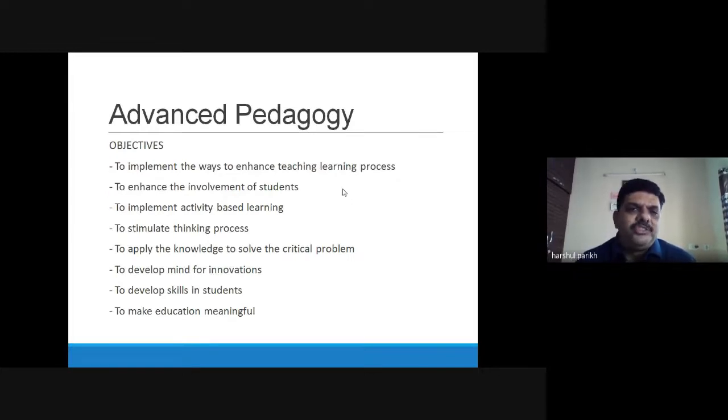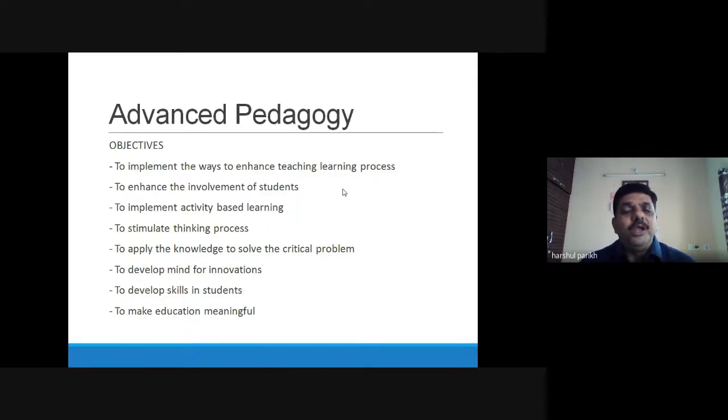So what are the objectives of advanced pedagogies? To implement the ways to enhance the teaching learning process. That is the first objective. Second objective, the advanced pedagogy must stimulate the student for their involvement in the teaching learning process. Learning should be activity based. That means students must be engaged in learning processes. They take part with enthusiasm in learning processes.